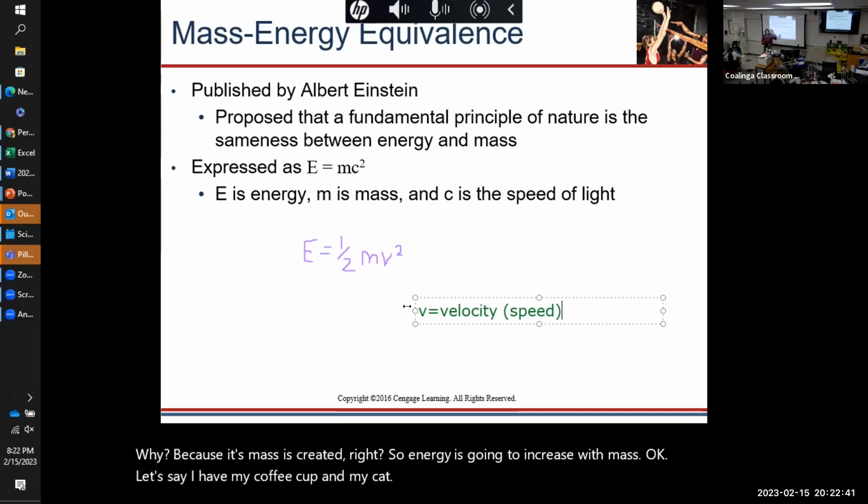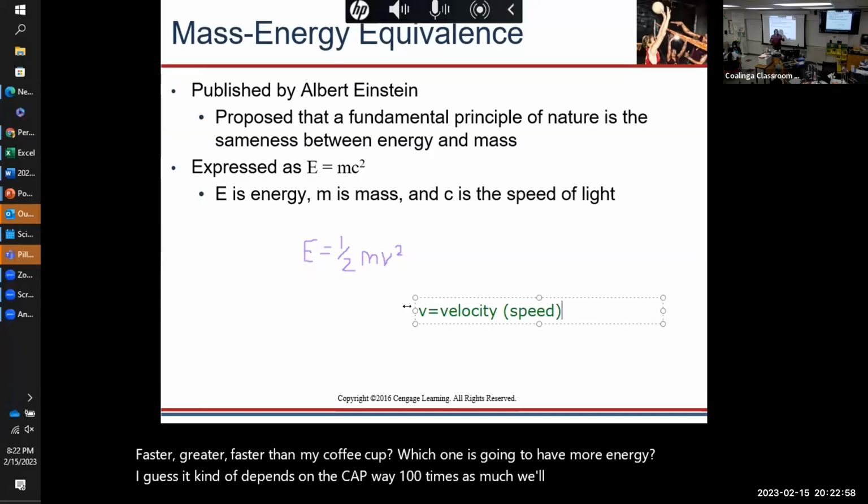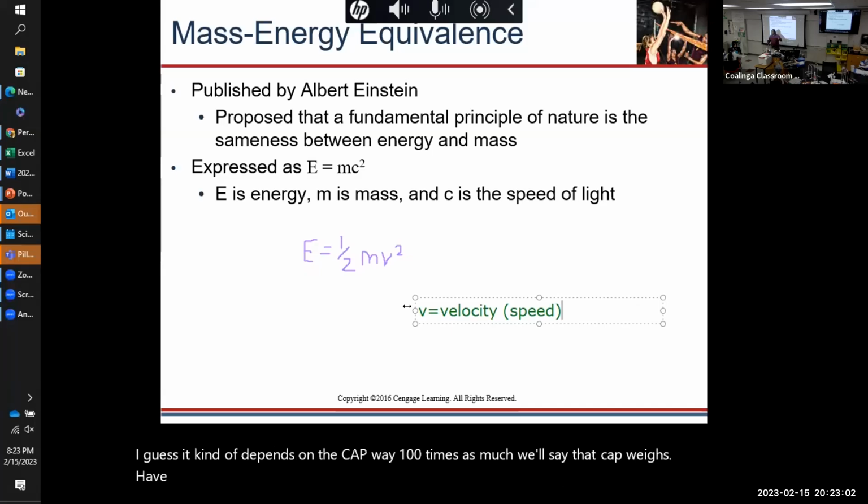Now I throw my cap 100 times faster, not greater, faster than my coffee cup. Which one's going to have more energy? I guess it kind of depends. Is the cap heavy? We'll say that the cap weighs about 50 times less than a coffee cup.